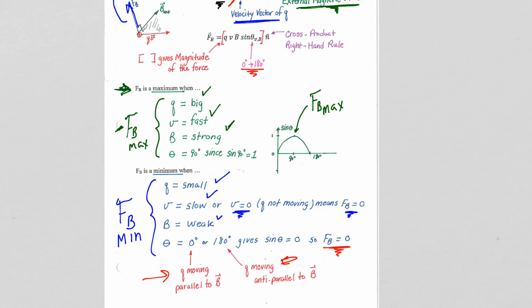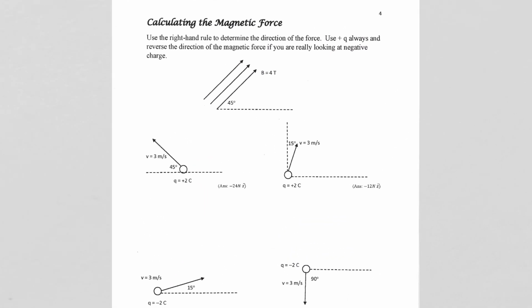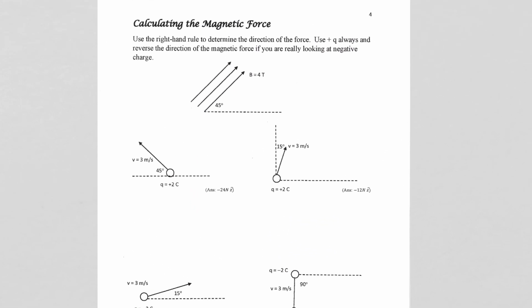So you are going to now practice and review your cross products by looking at some questions here using the right-hand rule. Consider the B field to be in the plane of the page and the V vectors also to be in the plane of the page. So what you're going to do is do QV cross B. So you are going to calculate FB for each of these 4 situations. You are going to use QV cross B.